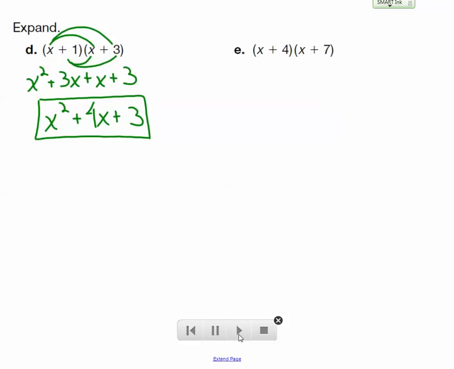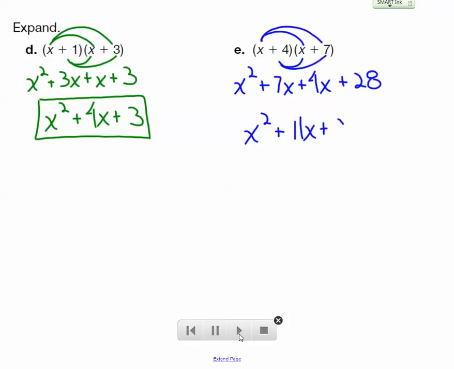Let's do it again. Distribute the x, which would give us x squared plus 7x. Distribute the 4, which would give us 4x plus 28. And then combine like terms. 7x plus 4x is 11x. Hopefully you're seeing the repetition here.